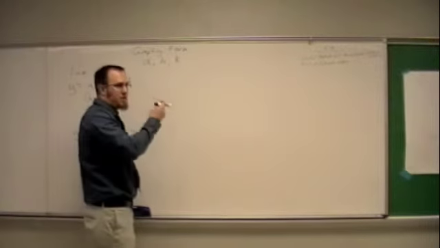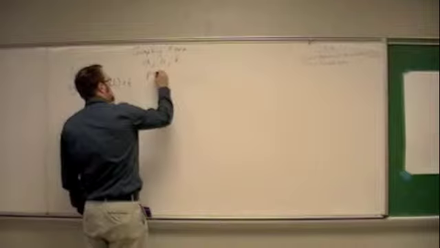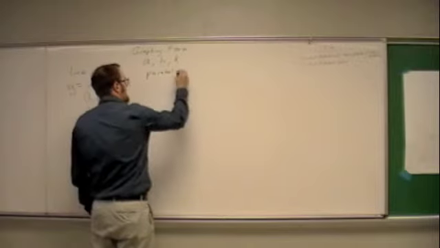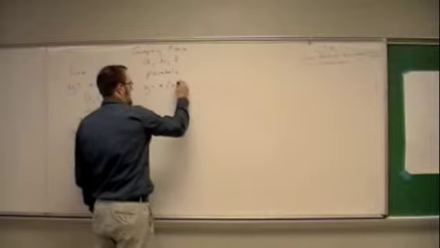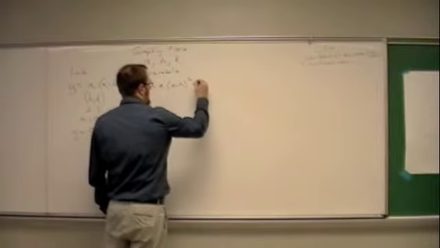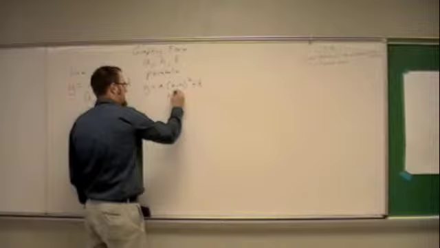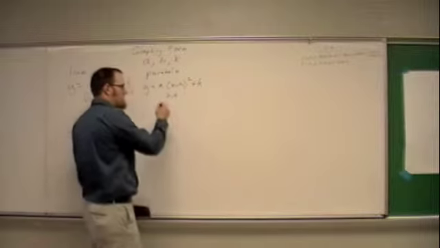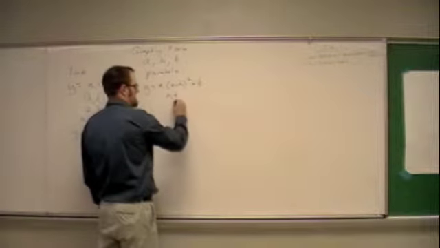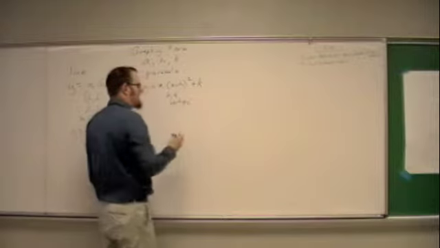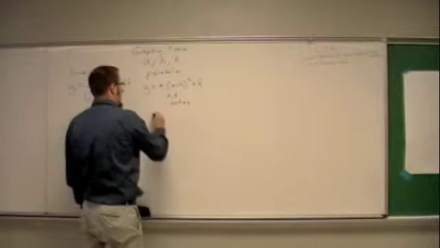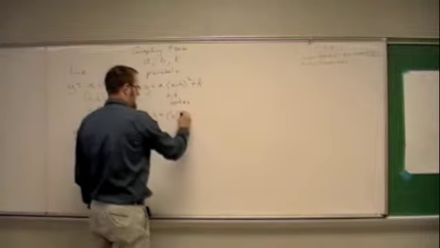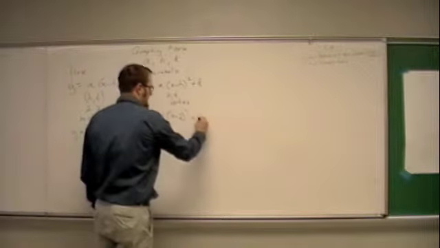So then the next one that we deal with is a parabola. And the parabola is y is equal to a(x minus h) squared plus k. In this case, (h, k) is going to be the vertex. So if I have a vertex at (2, 3), and it's just a regular parabola, that's y is equal to (x minus 2) squared plus 3.